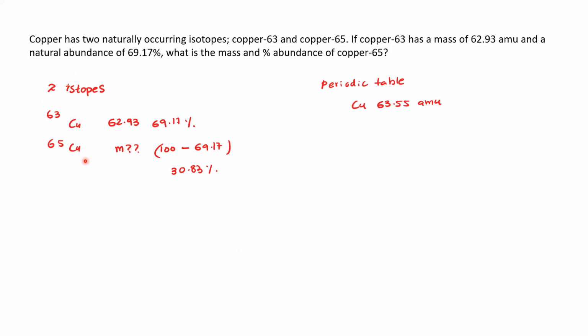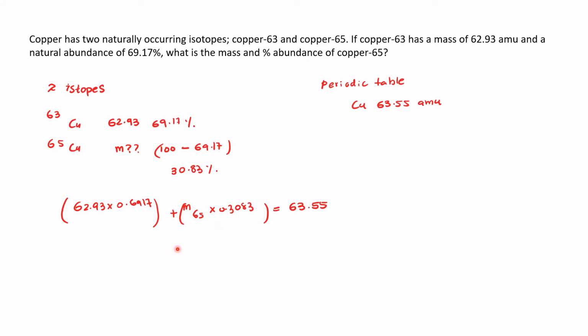You have two isotopes, and for one isotope the mass and the percent abundance are given. So this is the mass we are going to find, and you can find the percent abundance of copper 65 by subtracting 69.17 from 100. That makes 30.83%.